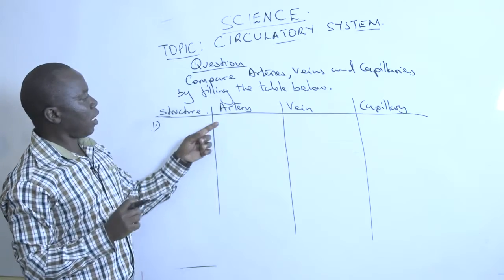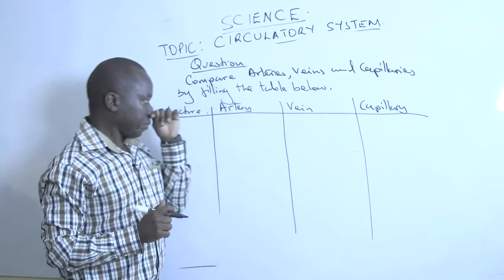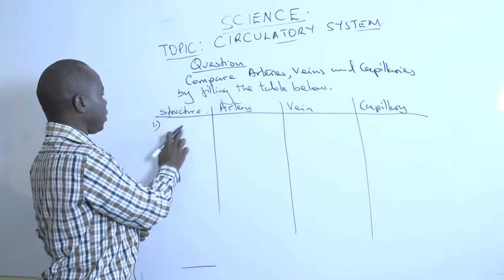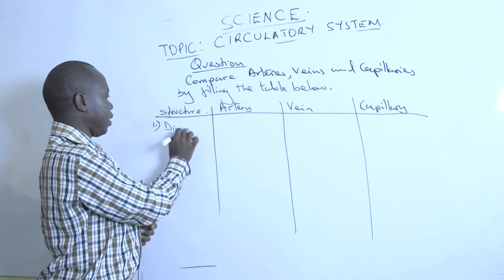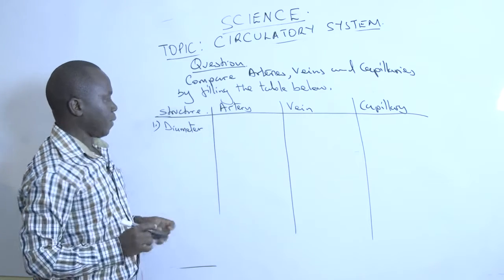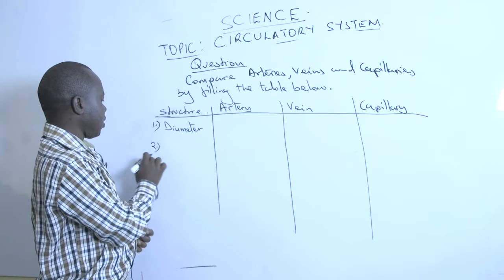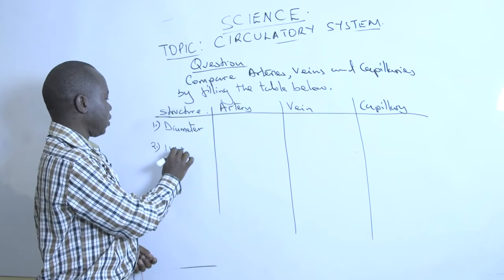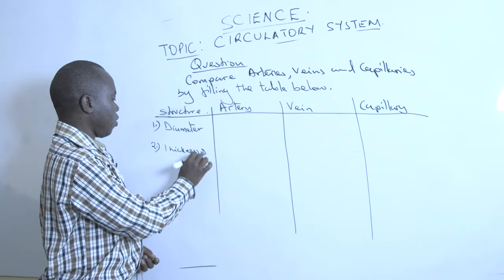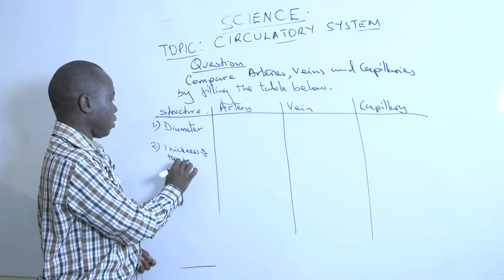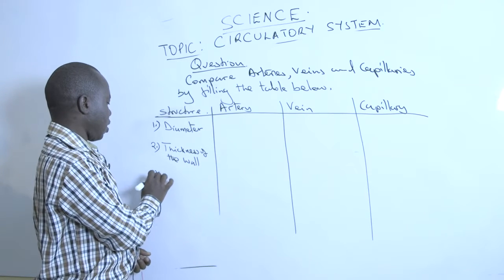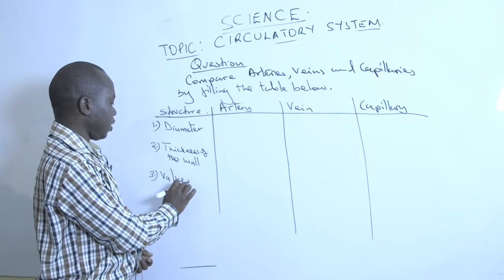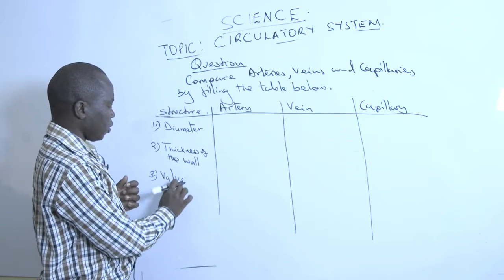So one of the structures you will examine among these three is the diameter. Another one is the thickness of the wall. And then another one, you look at valves, if they are present or not.